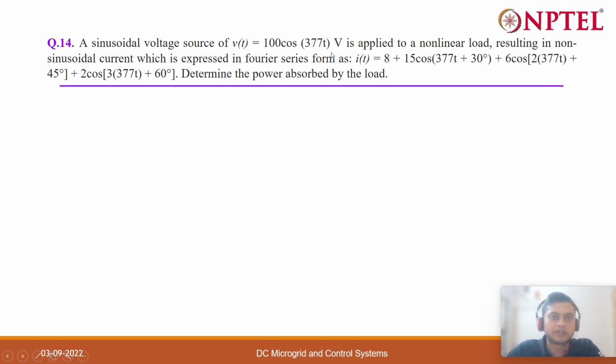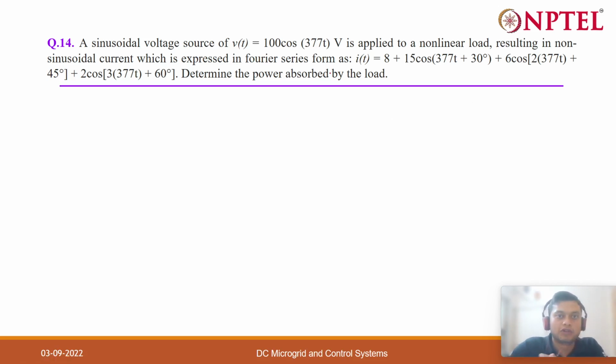A sinusoidal voltage source of Vt equal to 100 cos 377 t volt is applied to a nonlinear load, resulting in non-sinusoidal current, which is expressed in Fourier series form as It equals 8 plus 15 cos 377 t plus 30 degree plus 6 cos 2 into 377 t plus 45 degree plus 2 cos 3 into 377 t plus 60 degree. Determine the power absorbed by the load. I can give you a hint here: only the same frequency components will contribute to the real power. So accordingly you can solve this problem.